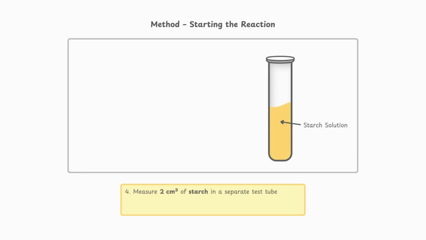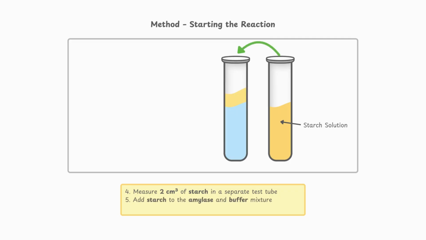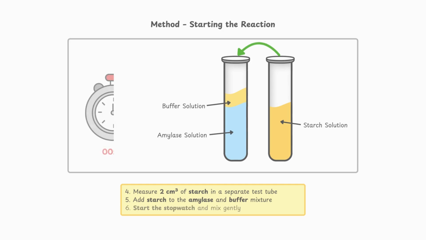Next, we can now start the reaction. First, measure 2 cubic centimeters of starch solution into a separate test tube. Then, add the starch solution to the test tube containing the amylase and buffer mixture. As soon as the starch is added, the reaction begins. So immediately start the stopwatch. After that, mix the solution gently to make sure the enzyme and starch are evenly combined.